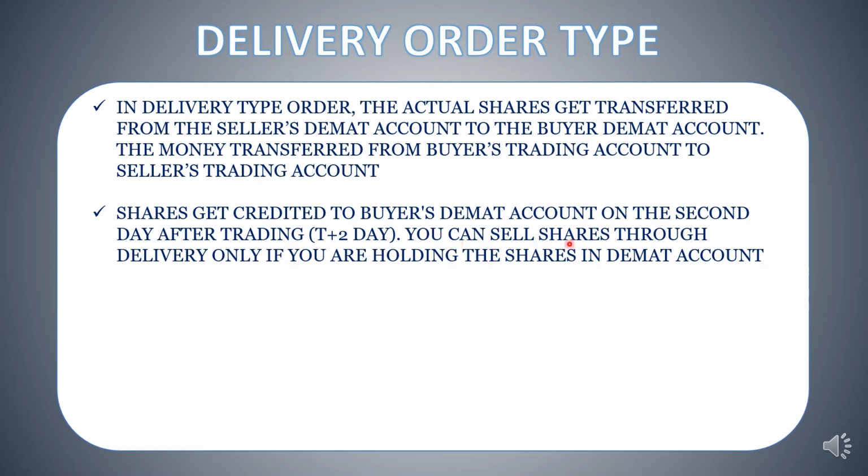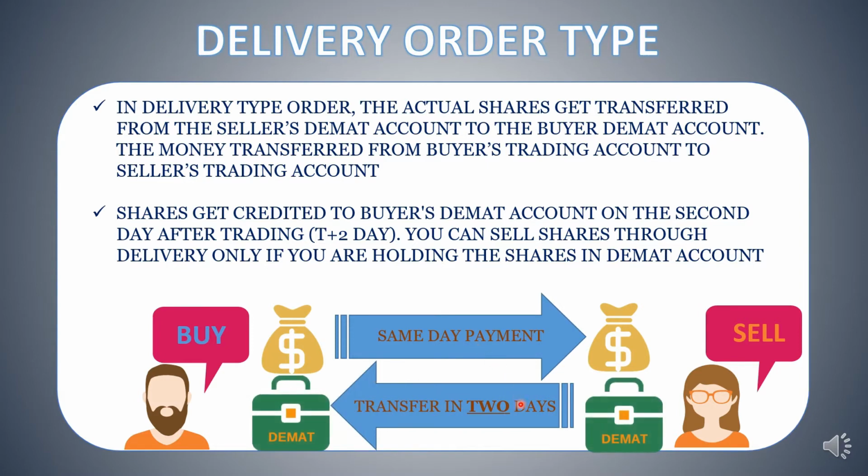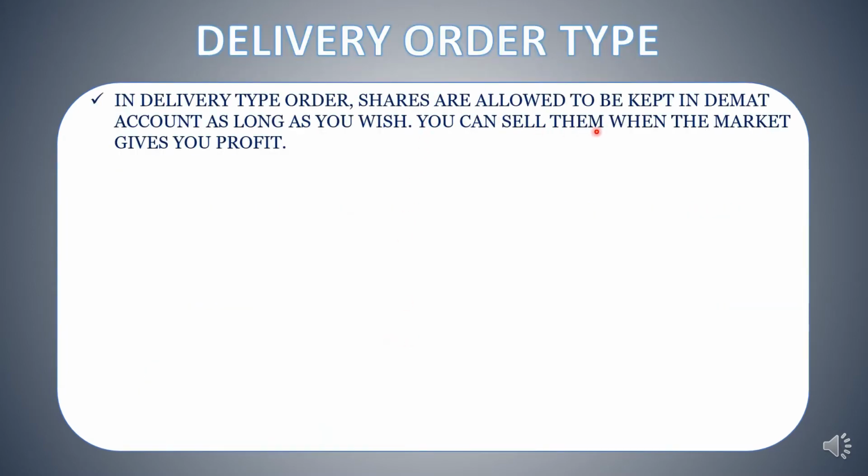You can sell shares through delivery only if you are holding the shares in your demat account. Which also means that in order to sell your shares under delivery, you need to purchase the shares at least 2 days before. In delivery order type, shares are allowed to be kept in your demat account as long as you wish. You can sell them when the market gives you a profit.